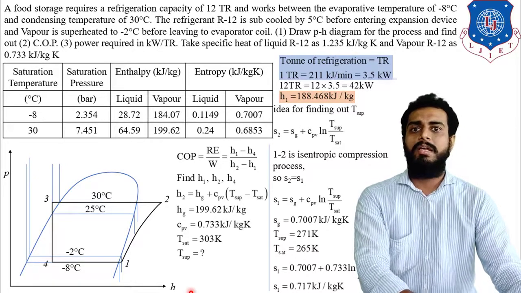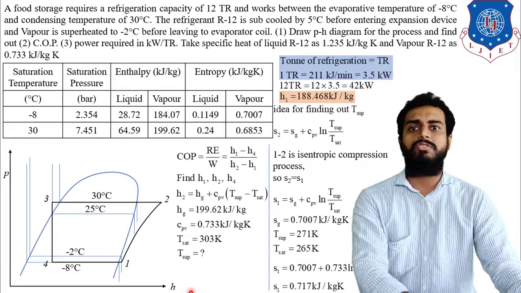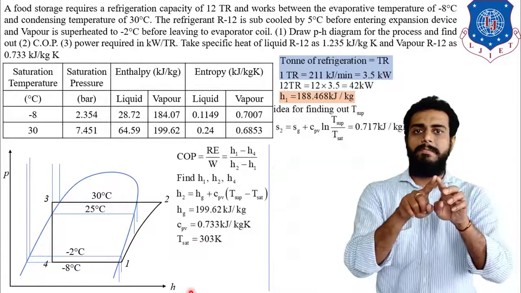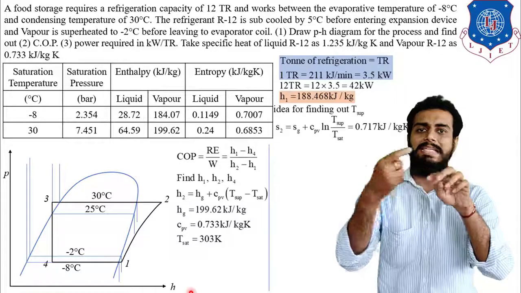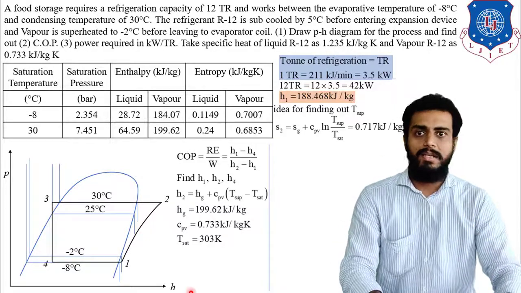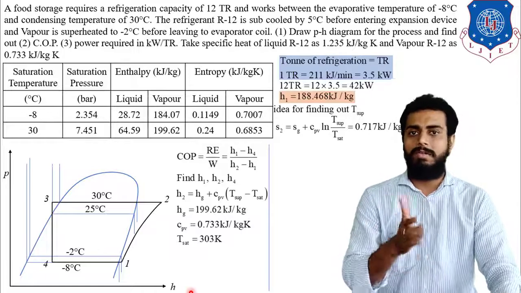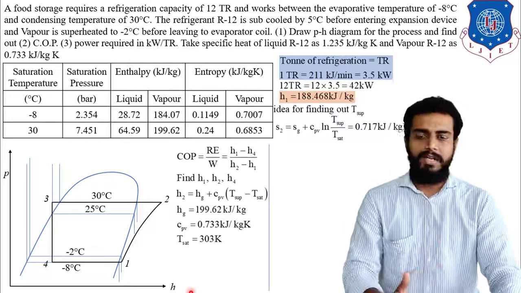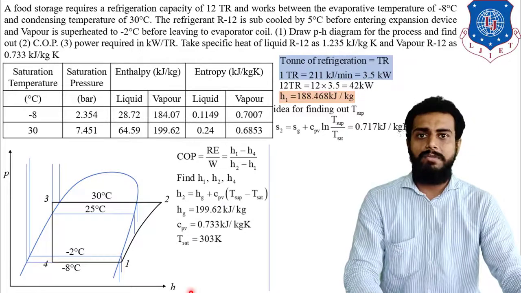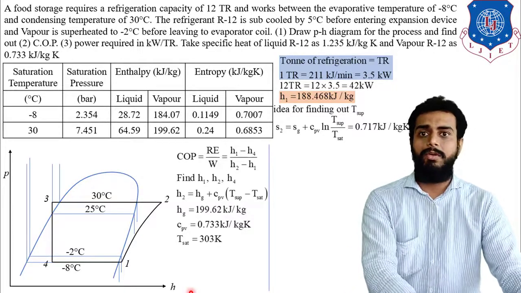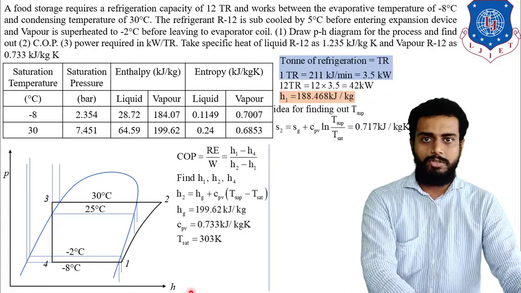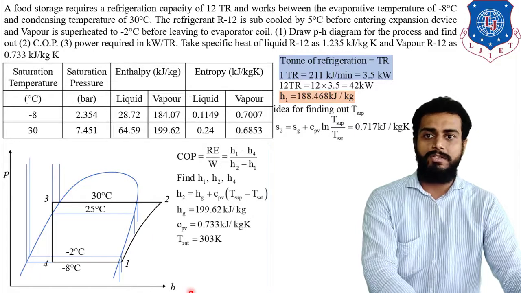So this S1 is equivalent to our S2, because S1 and S2 will be same, because the 1 to 2 process is an isentropic process. Simple, students, right? So here our S2 will also be equal to 0.717 kilojoule per kg Kelvin. Clear? Now we have S2, right? So what will we do? Sg is also known to us. Sir, how have you found Sg?